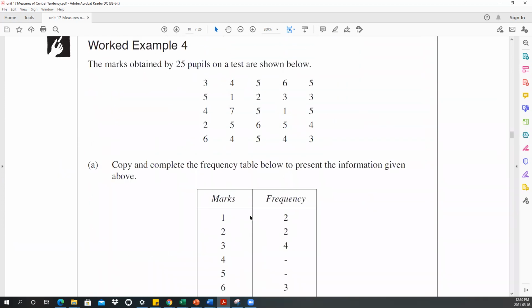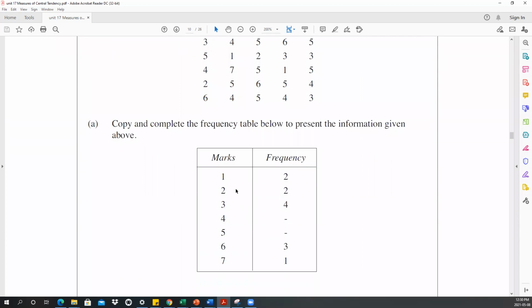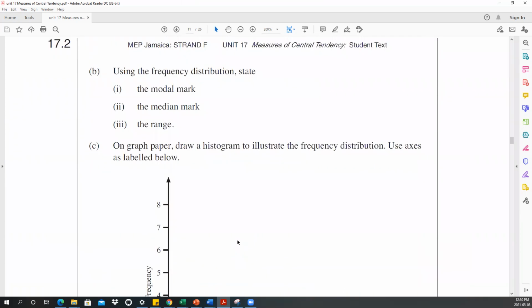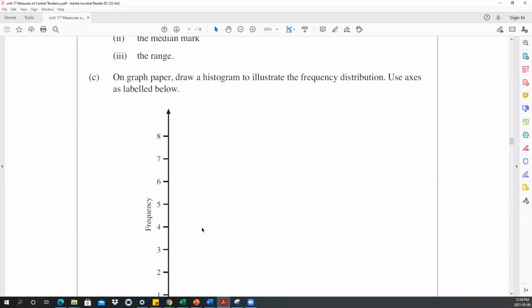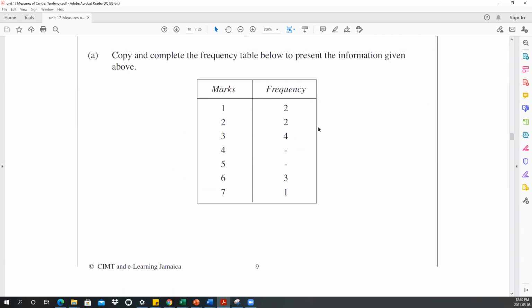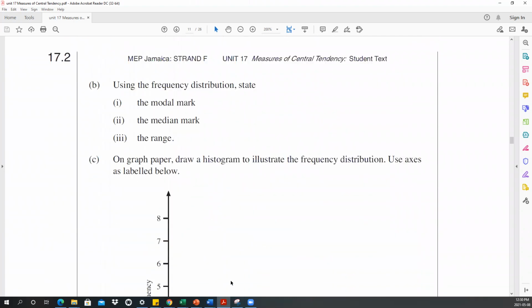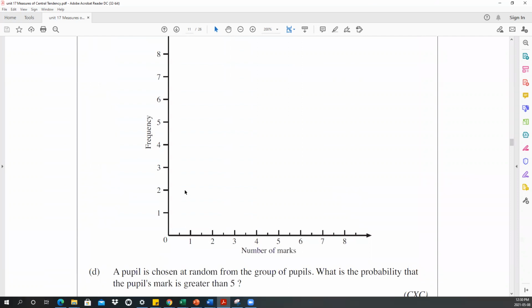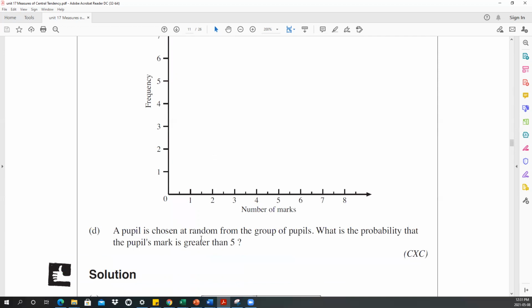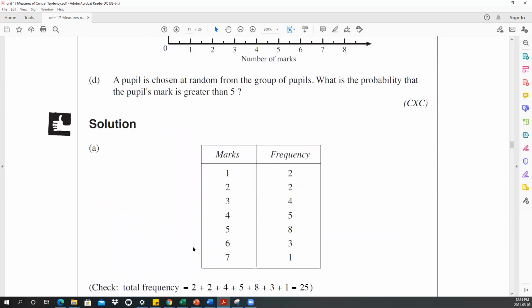You look and you say, 1 mark, so many people got 1 mark. Then 2. So you say a bar will go up to 2 right here, and so on and so forth. A pupil is chosen at random from the group of pupils. What is the probability that the pupil's mark is greater than 5?